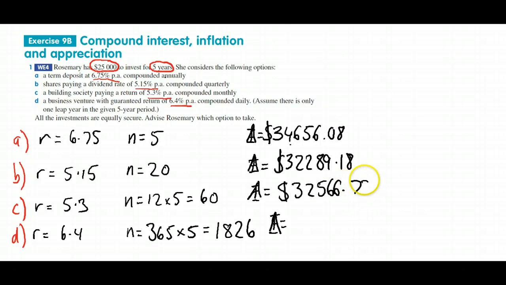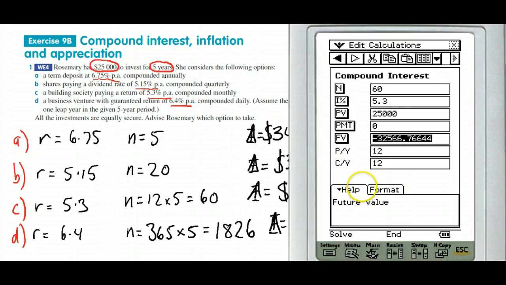$32,566.77. Okay, and finally the last one, we've got 1826 compounding periods. 6.4 is the interest rate, and we've got 365 installment periods per year. Now we know there was one year where it was different, but there's nothing we can do about that. 365 was the one for 4 out of the 5, so that's better to put that.